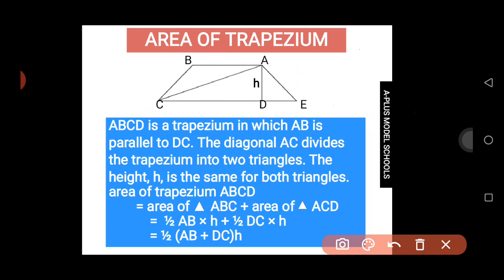So you can name this side to be A, then this side CD to be B. So your H is already there. And if I don't want to use that, when you look at the trapezium ABCD, the diagonal AC divides the shape into two triangles, where we have triangle ABC and triangle ACD.